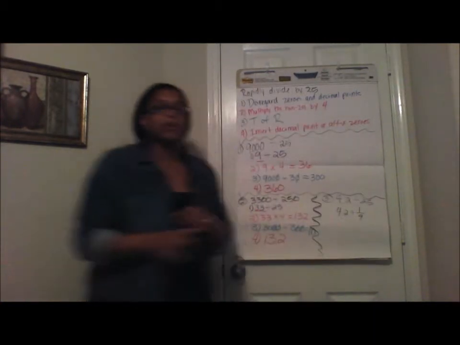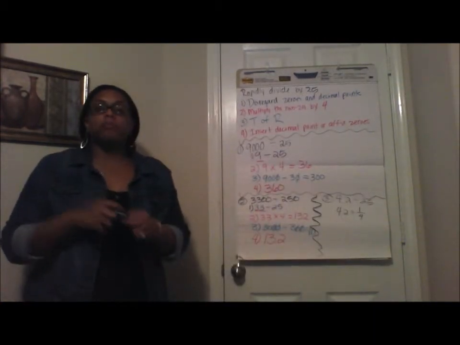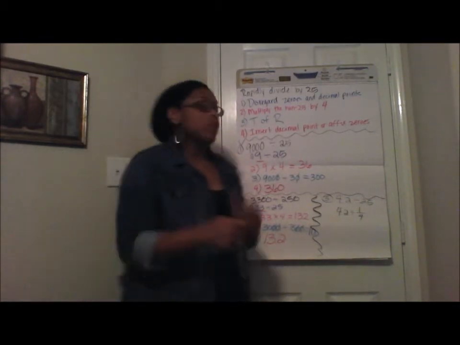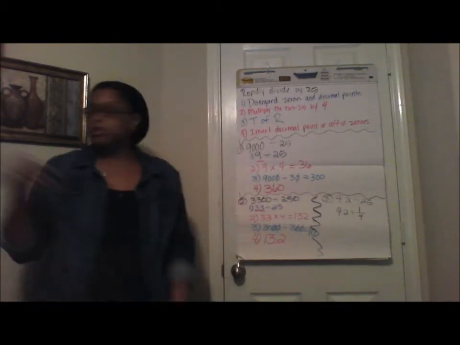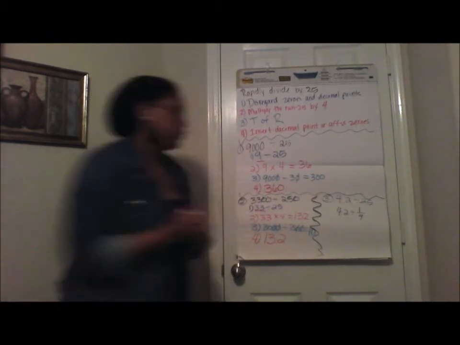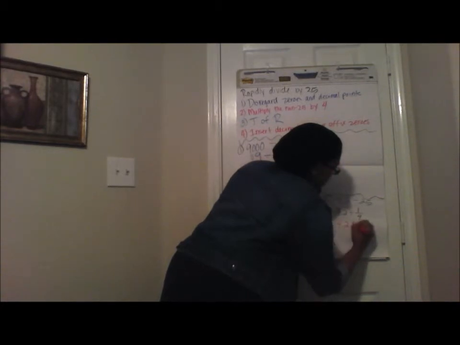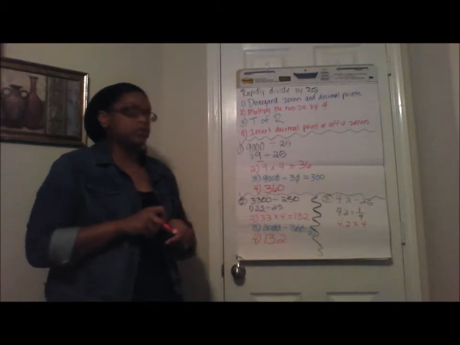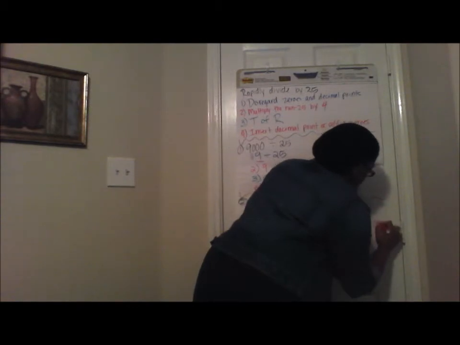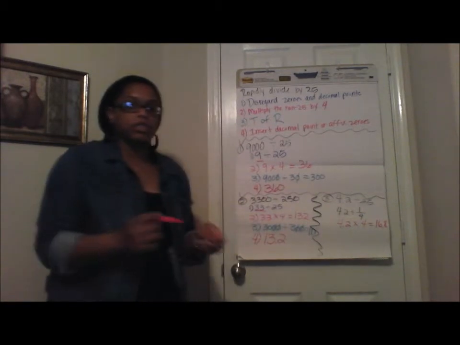So 4.2 divided by 1/4. Well, we know that when we work with fractions, we don't divide fractions. Actually, we multiply by the reciprocal. The reciprocal of 1/4 is 4. So I can take 4.2 and times it by 4. So 4.2 times 4 is going to give me 16.8. So my final answer is 16.8.